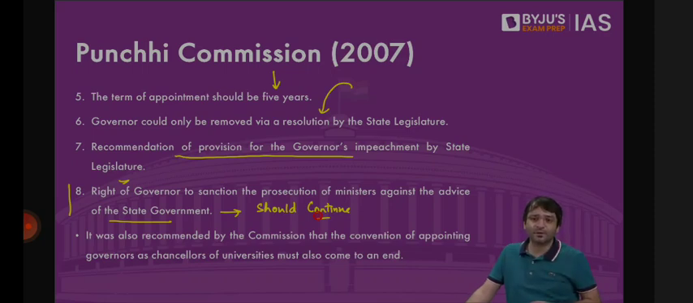The chief minister's advice to the governor on whether to sanction the prosecution of a minister or not should not be binding on the governor, because whenever the governor feels that there is an element of corruption involved, he should give the sanction to prosecute that minister, even without the advice of the chief minister.